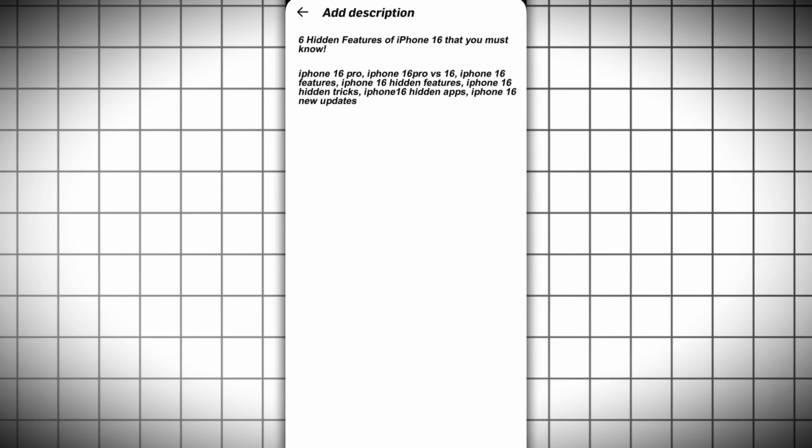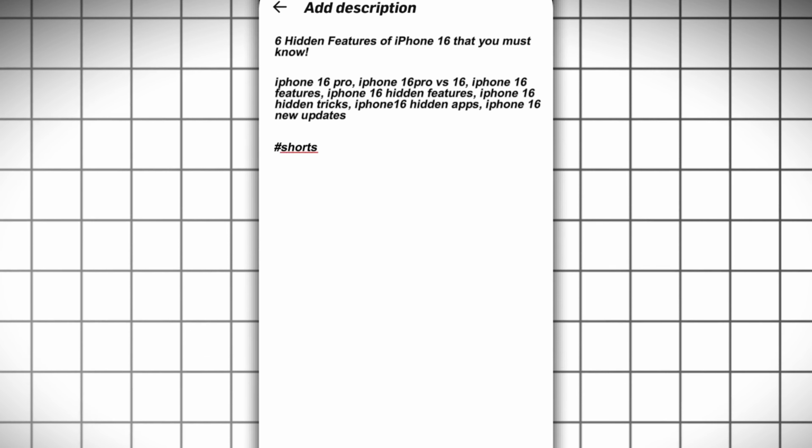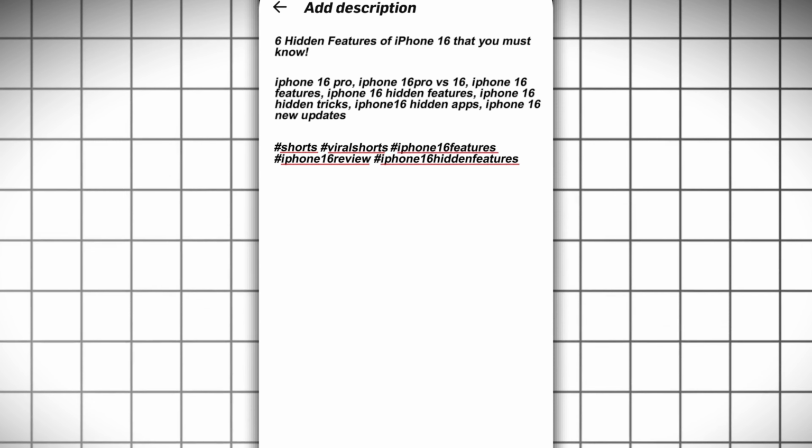Then add hashtags in the description. Not too many. Around 4 to 5 is enough. Your first 2 should be hashtag shorts and hashtag viral shorts. After that, add 2 or 3 hashtags based on your video topic.